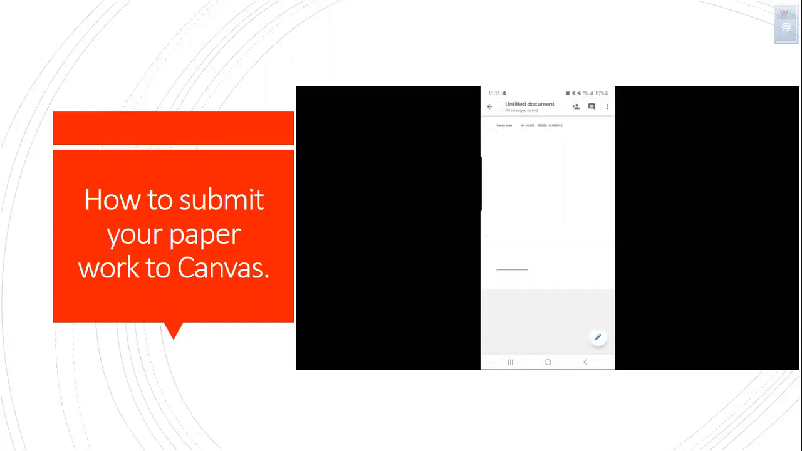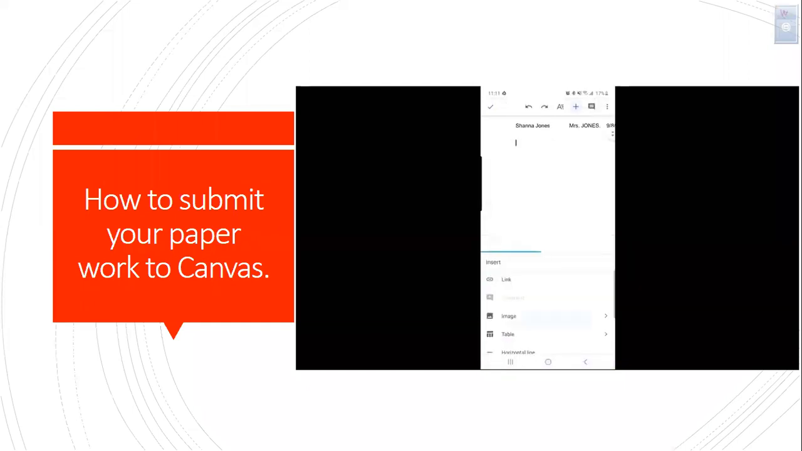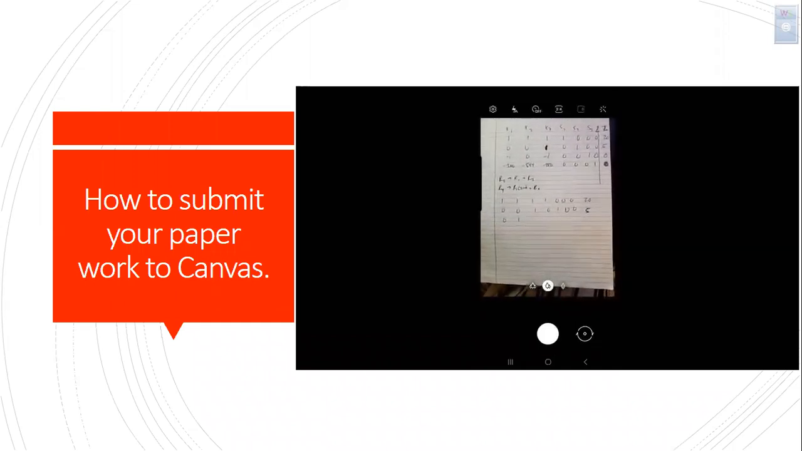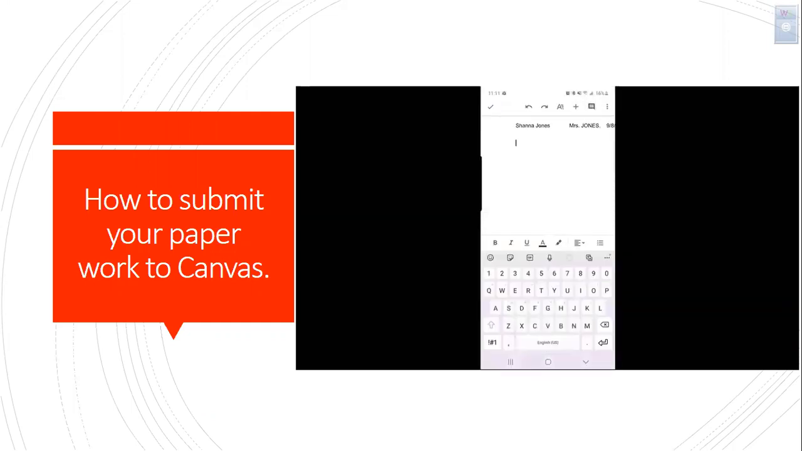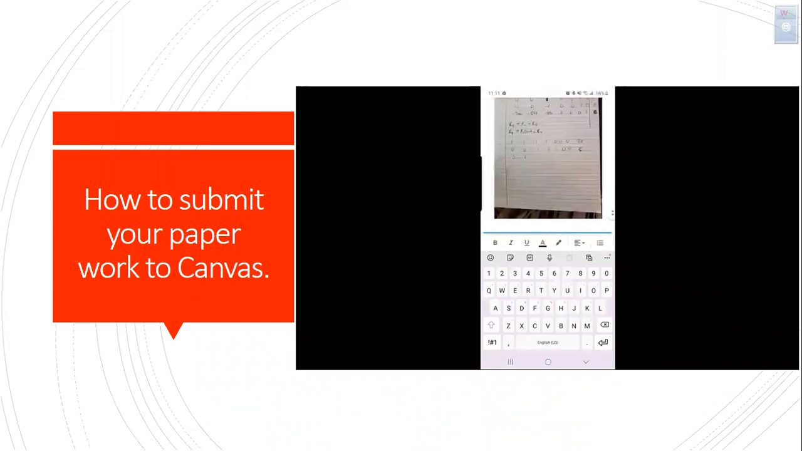So my header's there. Now I'm going to click plus again, and I'm going to go to image. I'm going to go from camera. That means I'm going to go directly to my notes and take the picture. Boom. So that's page 1, and page 1 is done. And then I have a 3-pager, so I'm going to do it again.